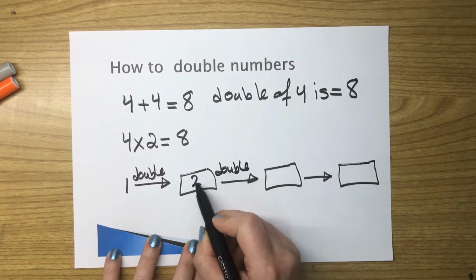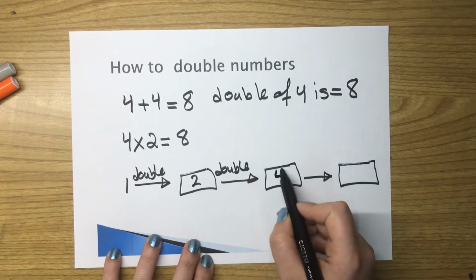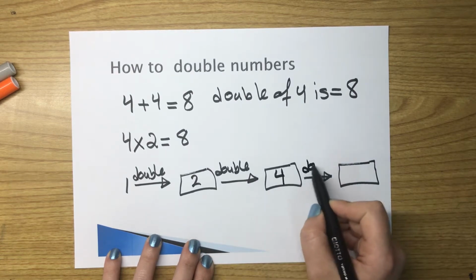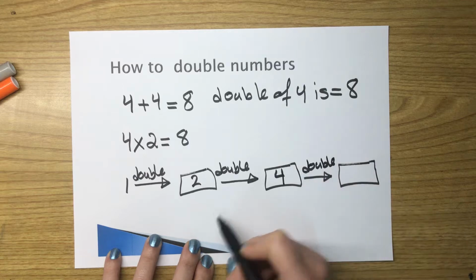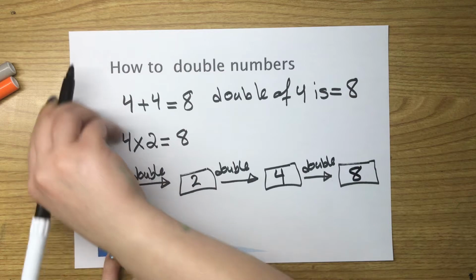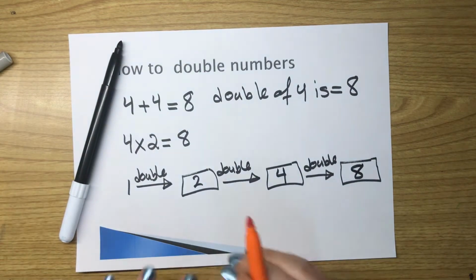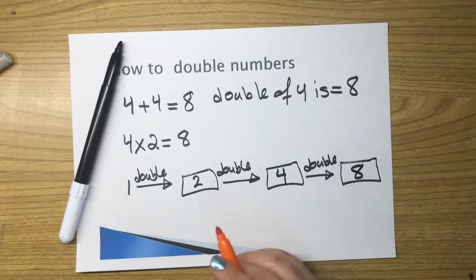What is the double of 2? That means 2 times 2 equals 4. What is the double of 4? That means 4 times 2 equals 8. Again, to double a number, that means multiply it by 2. It's easier than adding numbers for me.